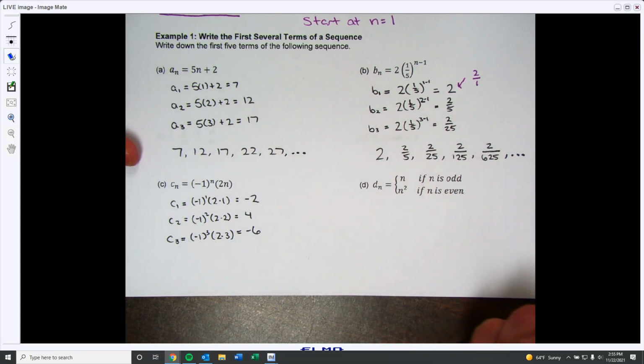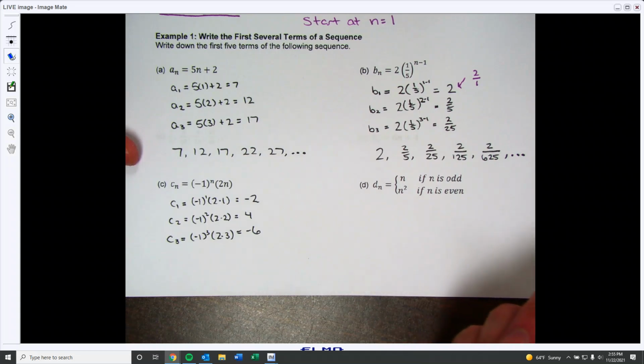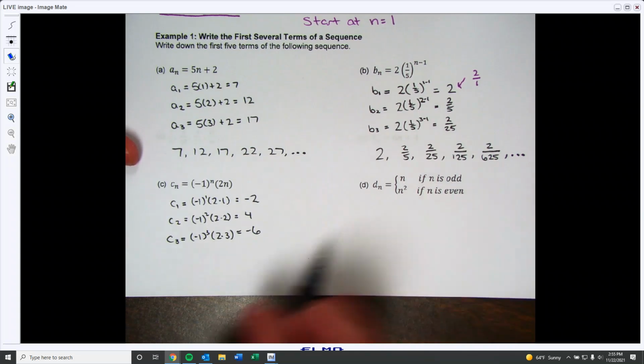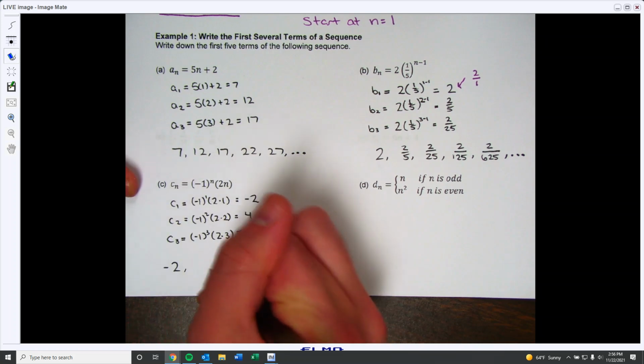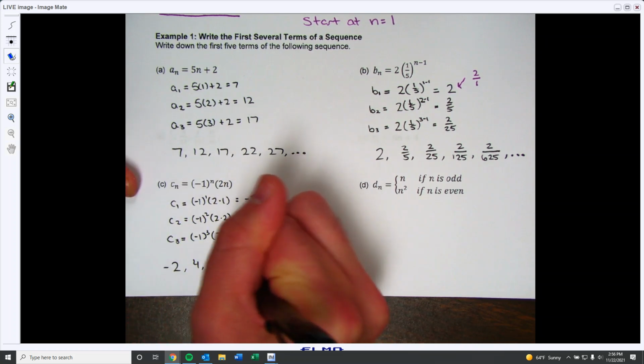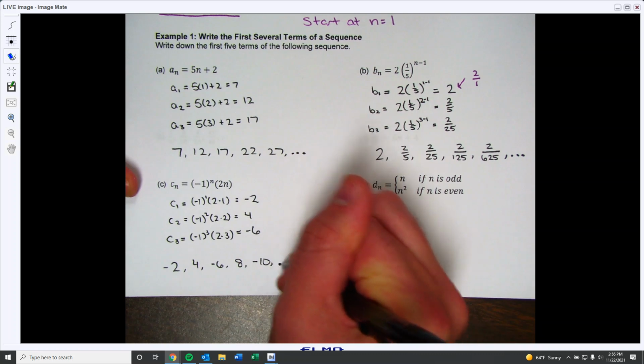Now, stopping and looking at it, I see a pattern. These are the even numbers, or numbers that are multiples of 2, and it's alternating negative to positive. So my pattern right here, I have negative 2, 4, negative 6, 8, negative 10, and so forth.